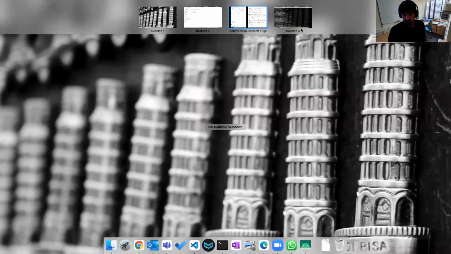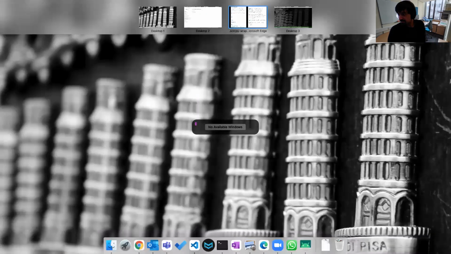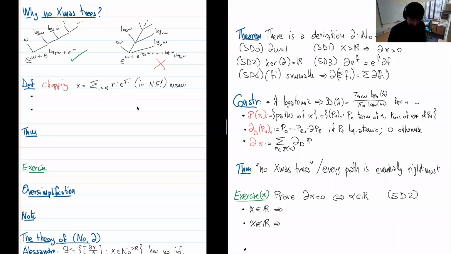All right, so the situation is this one. If you look at the surreal number, you can, as I said, look at the number, and then you draw this tree based on what the exponents do. So you take this one, this is e to omega plus e to log 2 omega plus e to etc., and you continue like this.